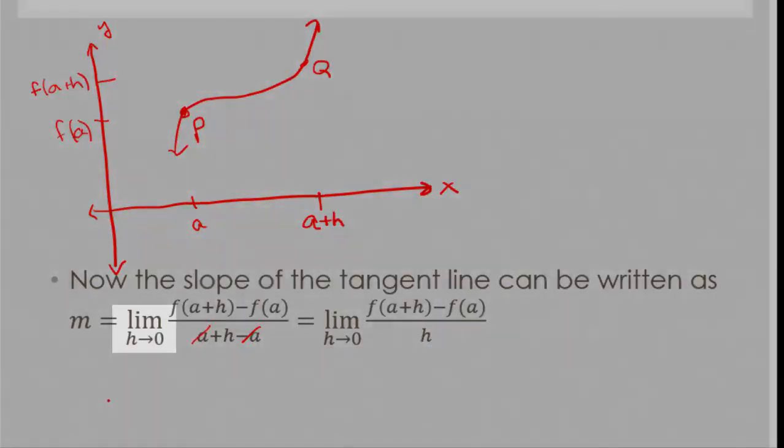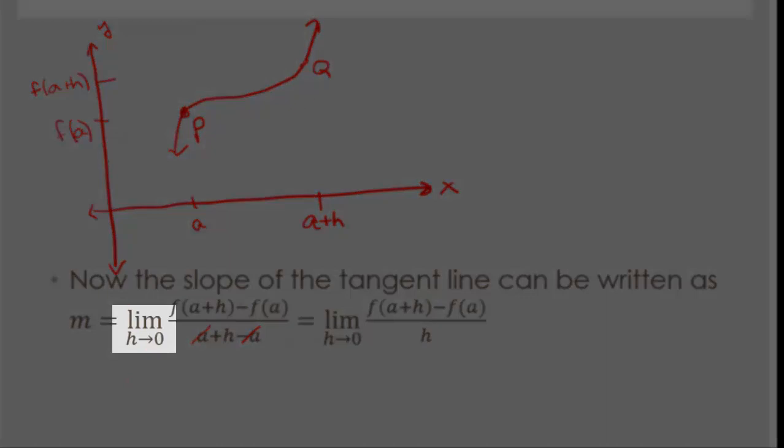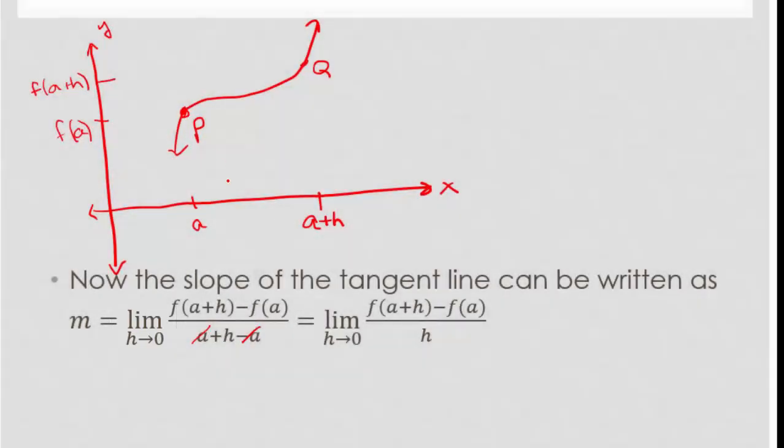And then the limit changes a bit as well. We're still sliding Q close to P, but instead of saying a plus h gets close to a, which it does, instead what we do is we consider this. What is the distance between these two x values at the moment? Well, if this one's at a plus h and this one's at a, the distance between them is h. So you want the distance between them to get very small. So in other words, you want h to approach 0.